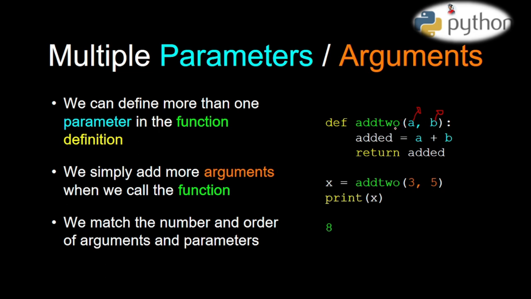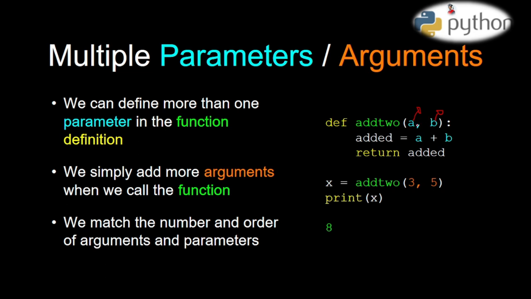When we call the function named add2, we are expected to pass two arguments. Why? Because the add2 function, when defined, has two parameters. So diff add2 a b, whatever the data type here is, it has two data parameters.